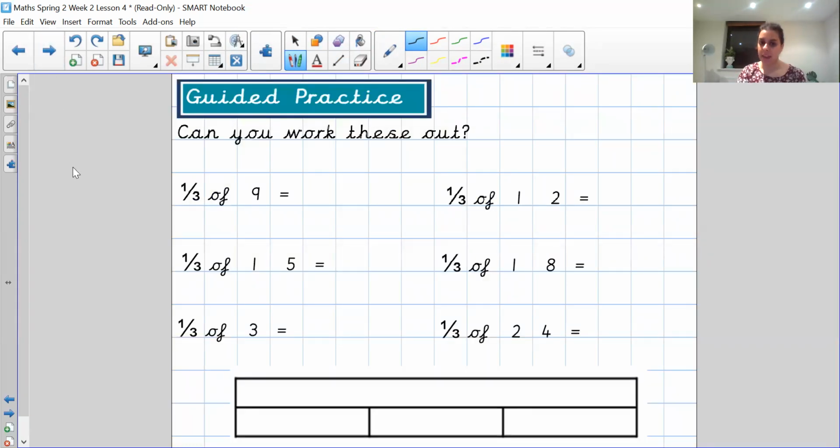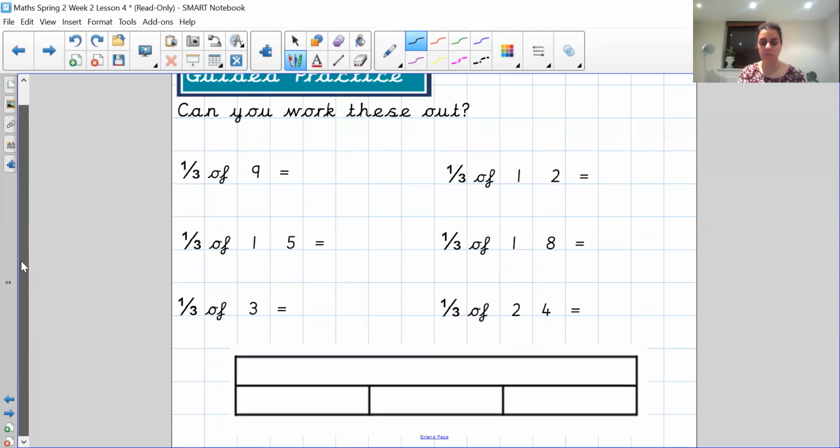Can you work these out? So we've now got it written as numbers. So we've got 1/3 of 9, 1/3 of 15, 1/3 of 3, 1/3 of 12, 1/3 of 18, and 1/3 of 24. Now I'm going to do the first one for you, and then I'm going to see if you can try and do this yourself.